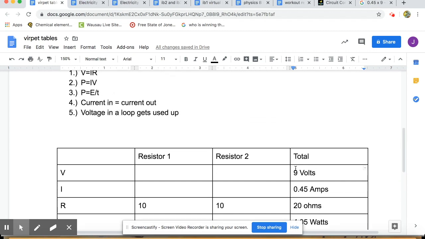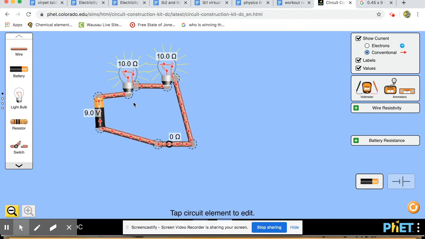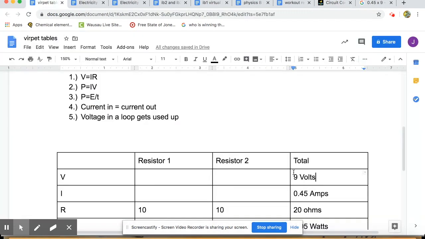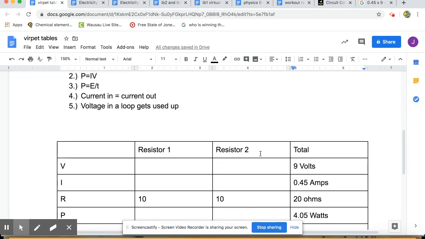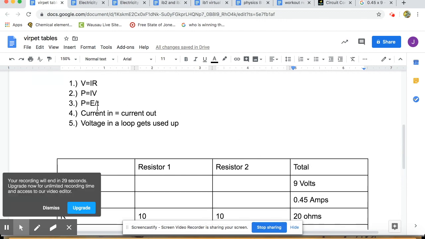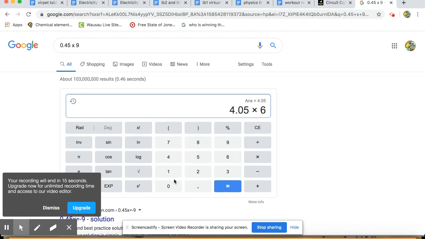Energy. Now in order to figure out energy, I need to know how long this circuit runs for. I mean, the longer I run the circuit, the more energy it's going to use. Let's just say I run it for a minute. If I run it for a minute, that means that I would have to put in 60 seconds under my time. Well, now, to figure out the energy it uses in joules, I would just rearrange this equation and take E equals power times time. So E would equal 4.05 times 60. It equals 243 joules.